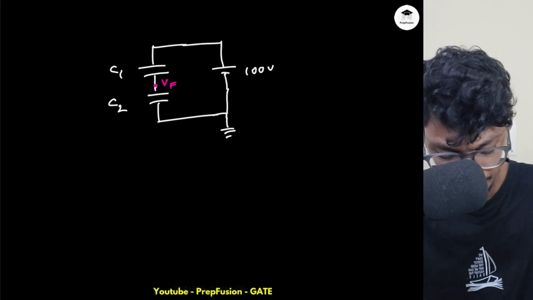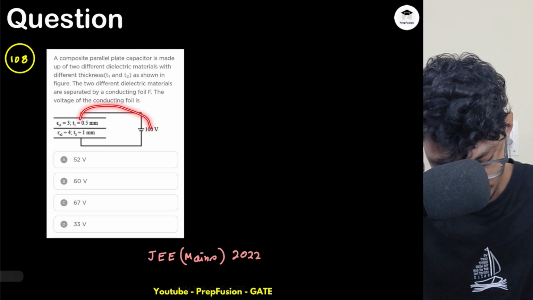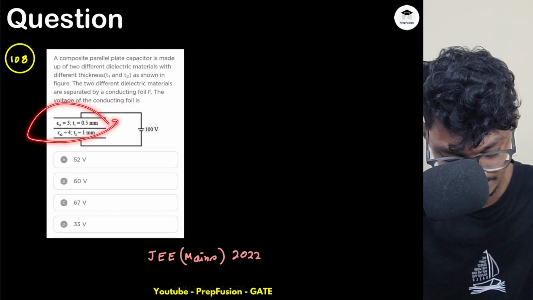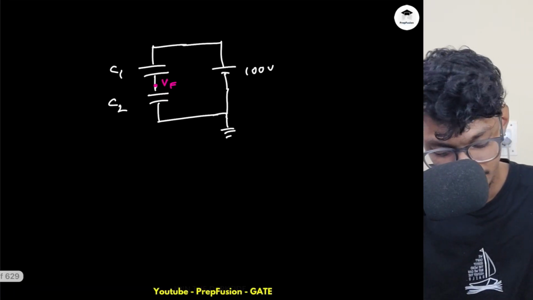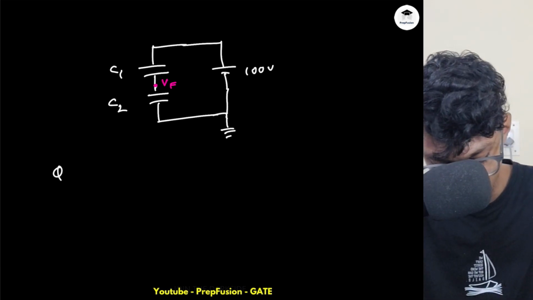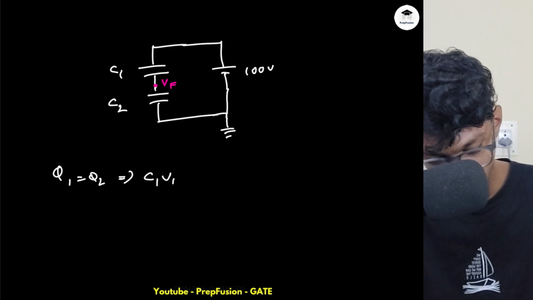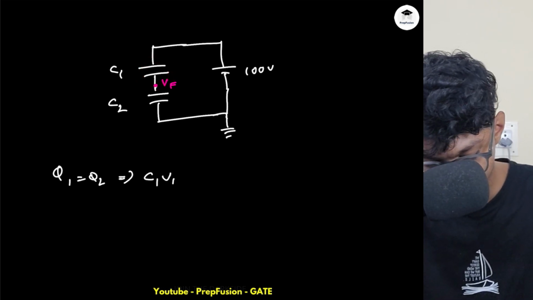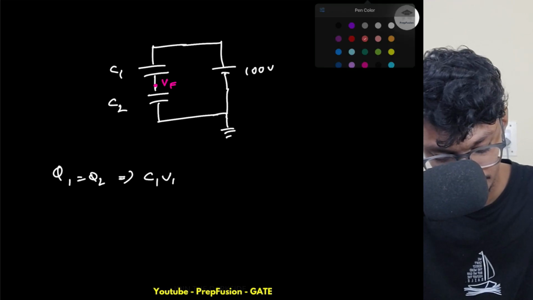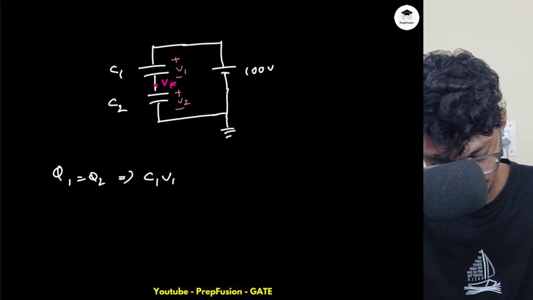So what do I need to do? I can apply simple maths, right? What do I know? They are actually in series. Although it seems that they are in parallel, they are not in parallel, they are in series. So if they are in series, the charge should be same, right? So what is the charge? Charge is Q1 equals Q2 equals C1 V1. Remember this: V1 is this potential difference, V2 is this potential difference.